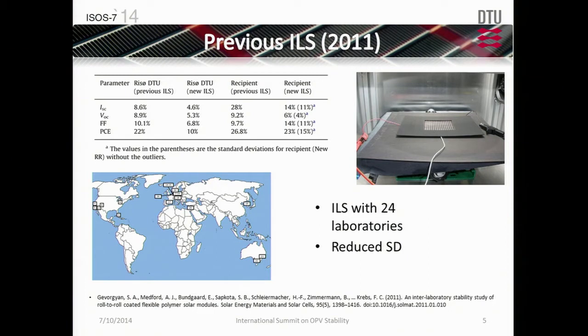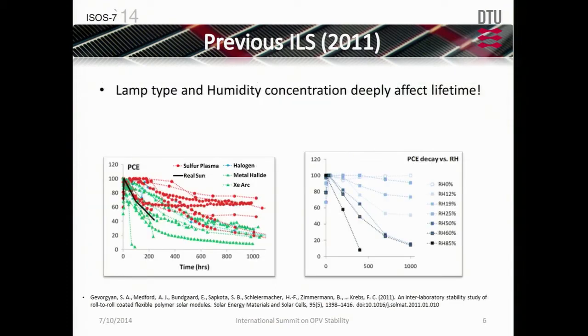The second part of this inter-laboratory study dealt with stability analysis. And when we look at this graph, we see that when we change the type of lamp indoors, we have very different degradation. For example, I can just point out that metal halide and xenon arc lamp are the ones that give the best match with the outdoor lifetime. While in the right plot, we see different degradation rates depending on the relative humidity. So this made clear, once again, how we needed to develop some protocols to compare lifetime studies.